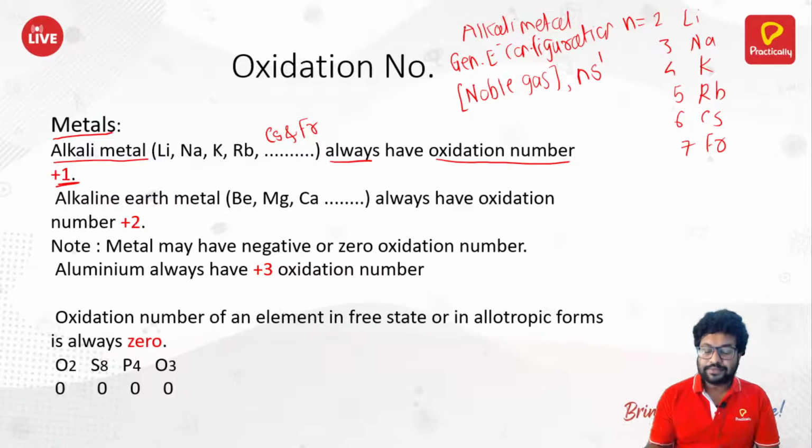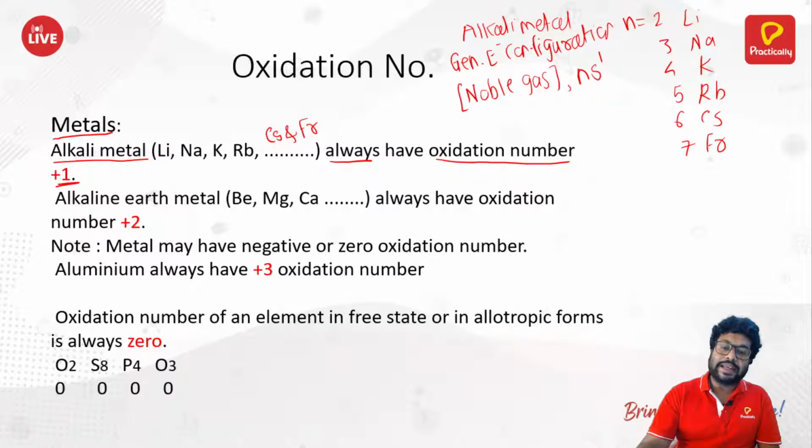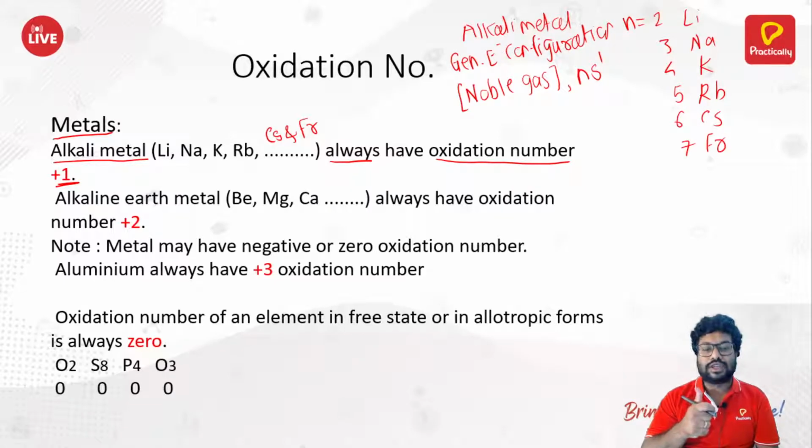Now see, having a noble gas core is a sign of stability, and that is why every alkali metal tends to lose this electron. Every alkali metal tends to lose this single electron to become a +1 cation, and in the process it gains the oxidation number +1. That is why alkali metals have only one oxidation number, which is +1.